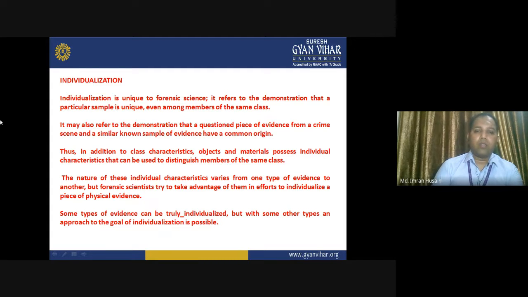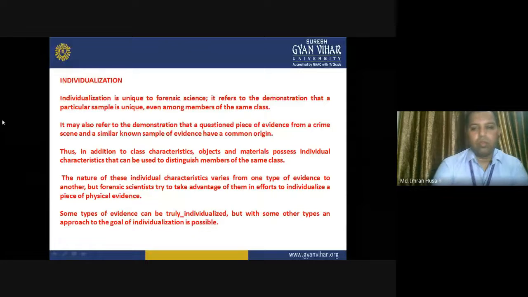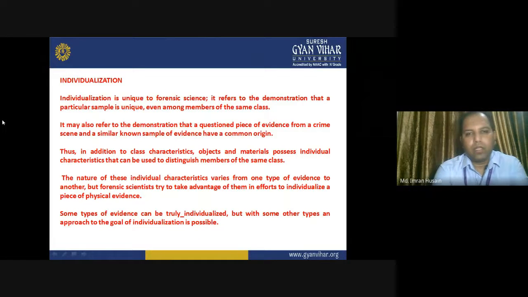How they are different, and what level of difference they show when it comes to individuality. Some types of evidence can be truly individualized, but with some other types, only an approach to the goal of individualization is possible. So sometimes you can individually identify the differential characteristics, and sometimes you cannot. They do pose a lot of difficulty.